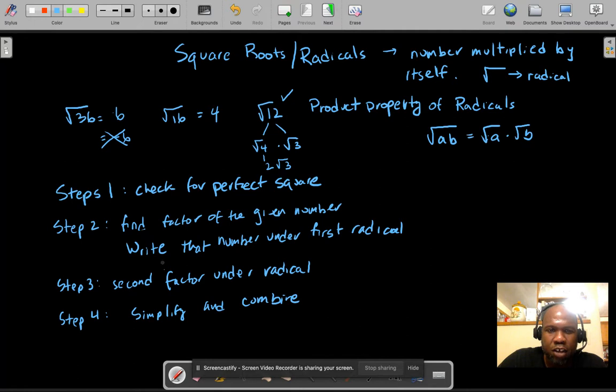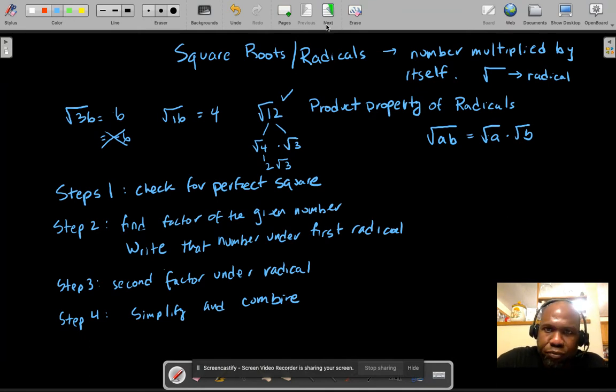So guys should be pretty familiar with it as we go along. Okay, and then we're going to simplify, and then we're going to combine. Okay, and that's it. So those are the 4 steps. Check for a perfect square, find the factor of the given number and write the number under the first radical, second factor under the radical, simplify and combine. That's it.